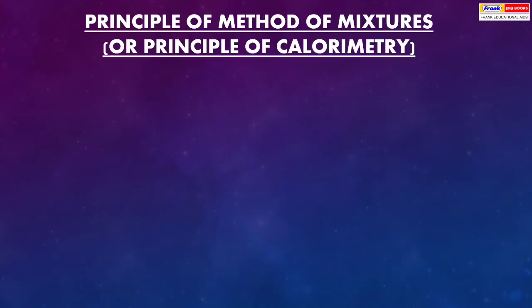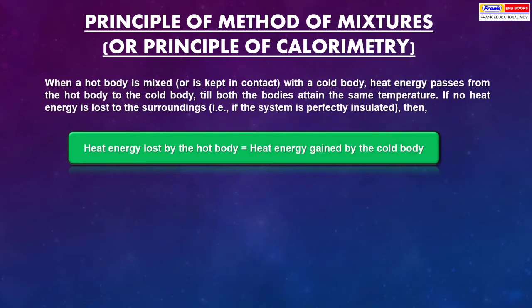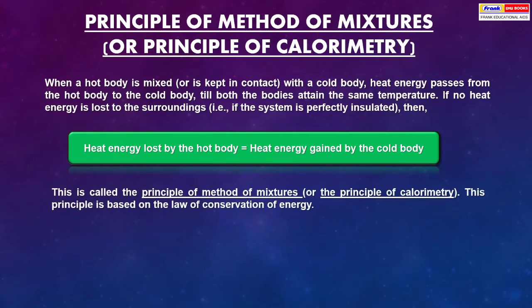Principle of method of mixtures or principle of calorimetry. When a hot body is mixed with a cold body, heat energy passes from the hot body to the cold body till both the bodies attain the same temperature. If no heat energy is lost to the surroundings, that is, if the system is perfectly insulated, then heat energy lost by the hot body is equal to heat energy gained by the cold body. This is called the principle of method of mixtures or principle of calorimetry. The principle is based on the law of conservation of energy.